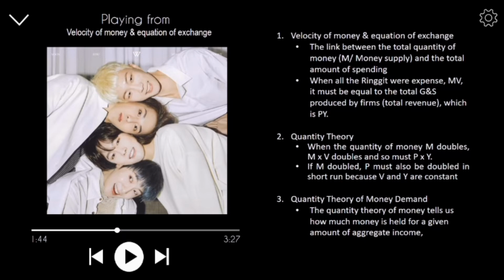Last but not least is the quantity theory of money demand. The quantity theory of money tells us how much money is held for a given amount of aggregate income. In this theory, we know that the public holds money for transaction purposes.